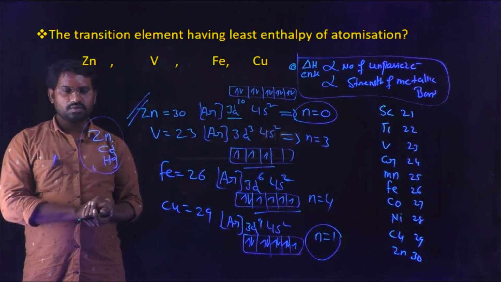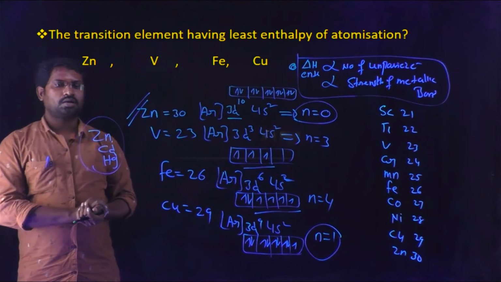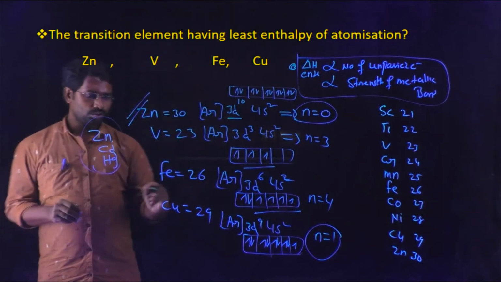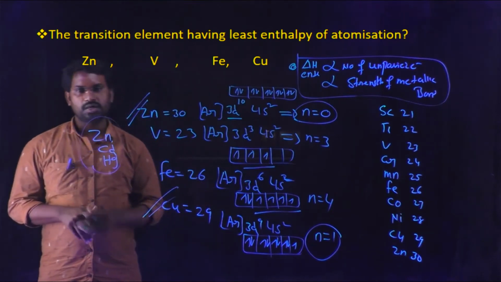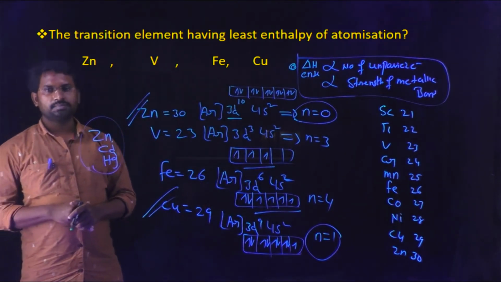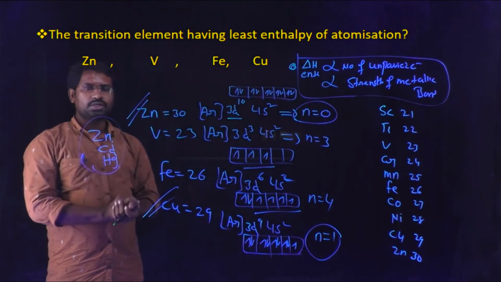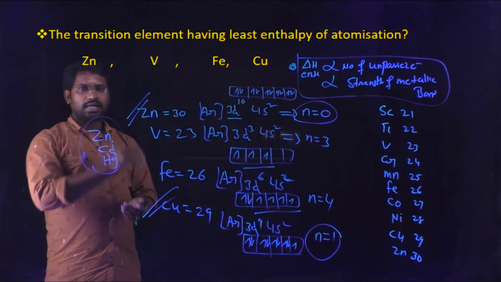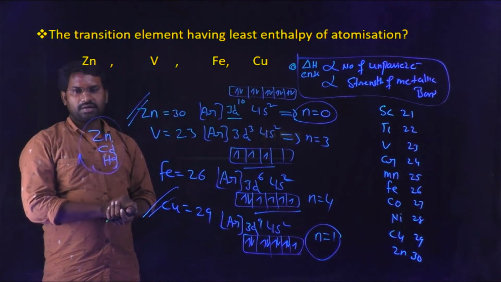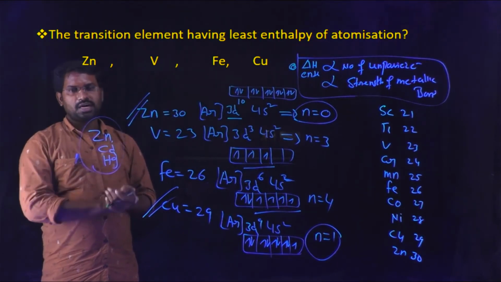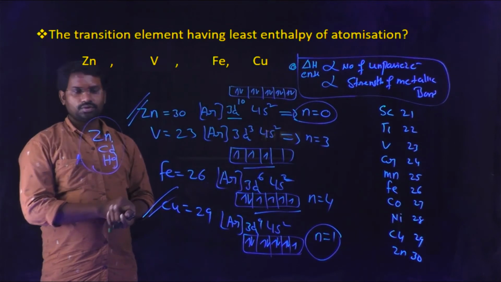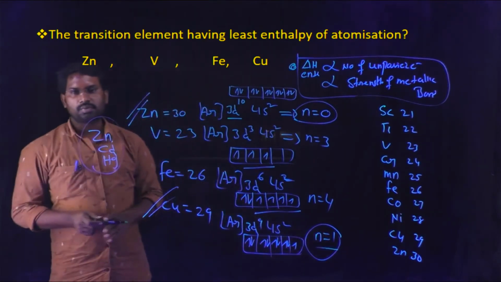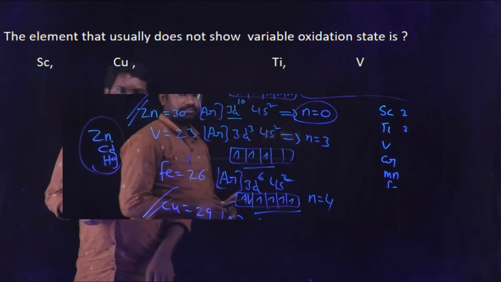So what is the reason? Because of their stable electron configuration. In zinc, 3d10 is completely filled. After zinc, the next priority goes to copper. So the actual answer is zinc, due to the number of unpaired electrons being 0, so it has the least enthalpy of atomization. It cannot be considered as a transition element. Therefore, the next priority goes to copper because the number of unpaired electrons is 1.